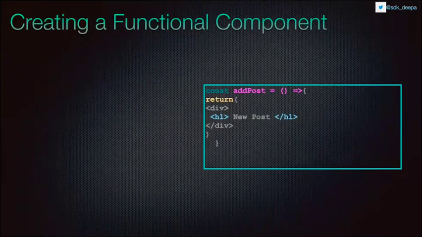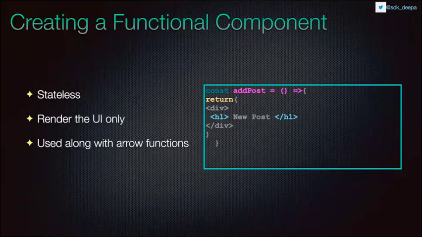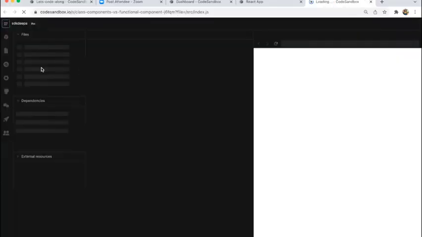Now, like I said, before version 16, creating a functional component was used only for static content. It was stateless. You can just display something on the page, and you can use arrow functions as well. So that's one thing. And I have a quick code sample to show you how it works.